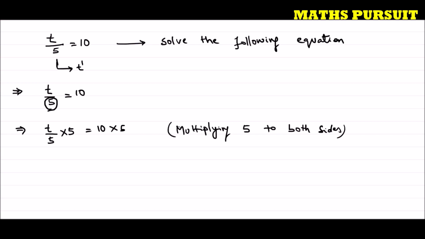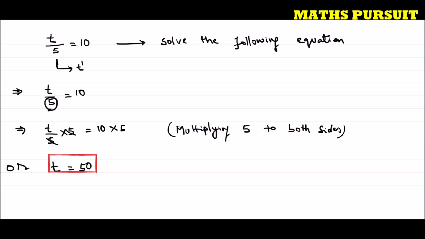Now guys, let us solve this. This 5 and this 5 cancel out, so t is equal to 50. What we got is t is equal to 50. Guys, this t is equal to 50 is our answer.